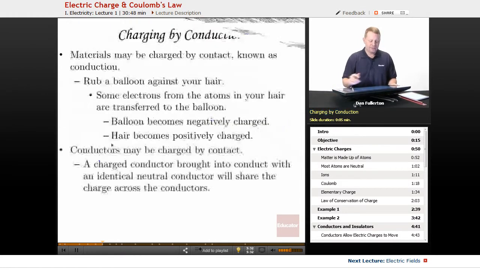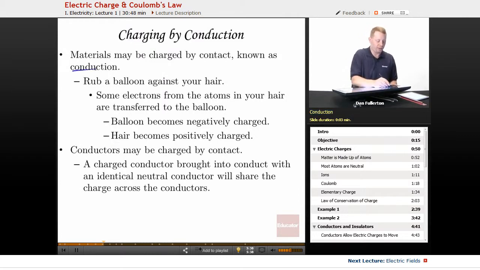So, let's talk about how we charge something. And we'll start by talking about charging by conduction. When things are charged by contact, we call that conduction.